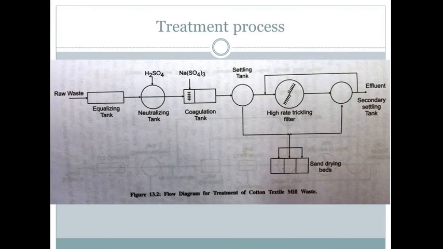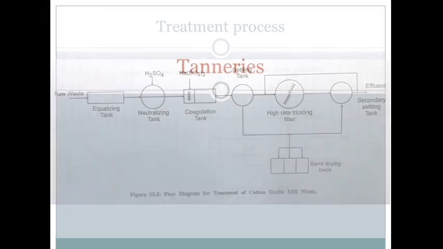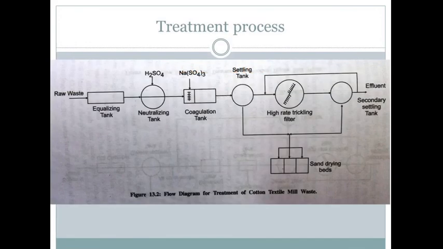So these are the different treatment processes used in the treatment of cotton textile mill waste, and this is the flow diagram for it. This covers cotton textile mill waste: the different dry and wet operations, the characteristics of the waste generated, and some other treatment methods used for the treatment of cotton textile mill waste.